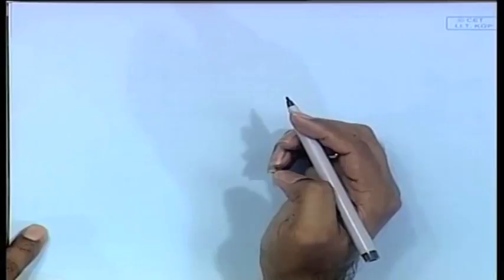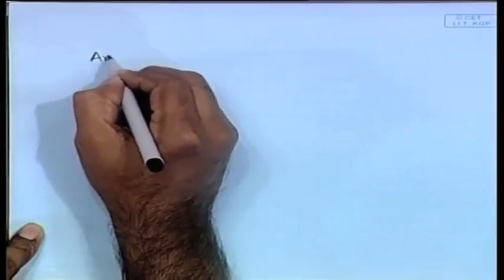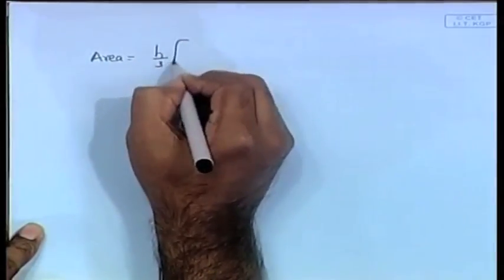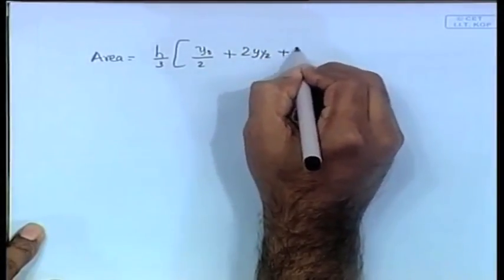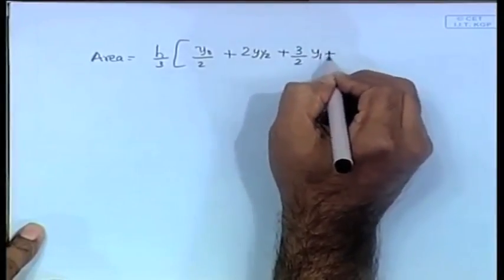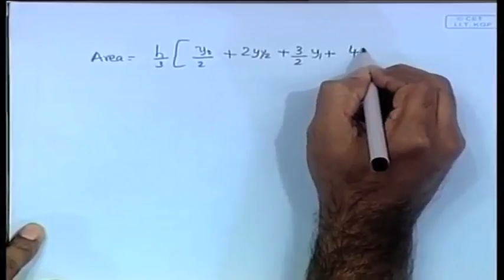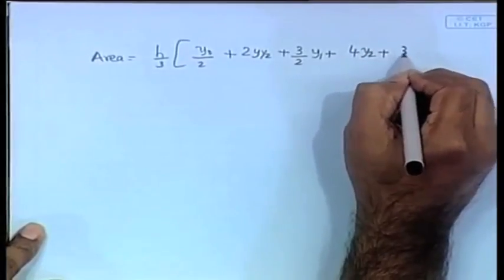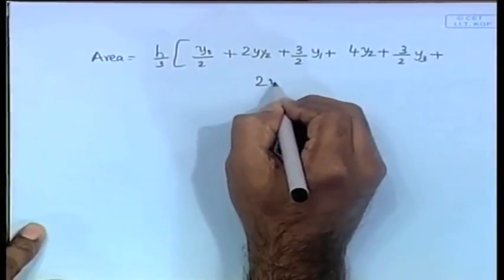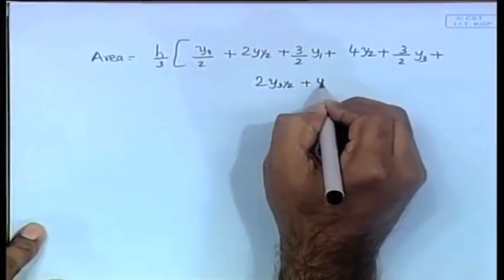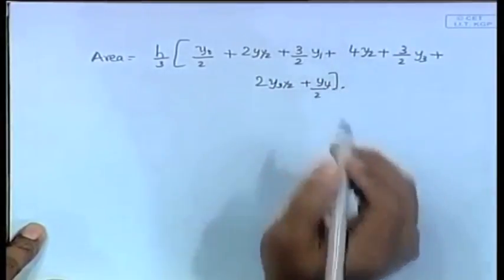I cannot write the values here because this is wrong. So, we have to actually sum it up. You will get a value, and it becomes h by 3 into y 0 by 2 plus 2 y half plus 3 by 2 y 1 plus 4 y 2 plus 3 by 2 y 3 plus 2 y 3 and a half plus y 4 by 2. It will become like this.